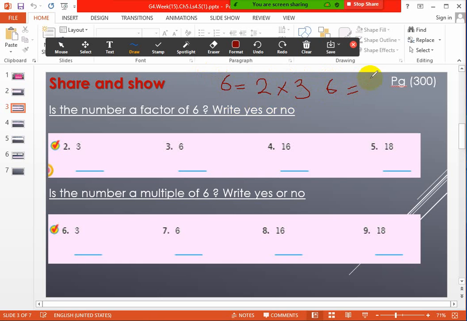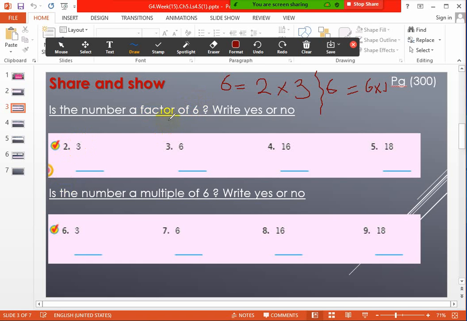6 multiply 1. When we talk about the factors, I told you any number has at least two factors, the same number and 1. So those are the factors for 6. It's easy for me to know because 6 is a small number. Now let's see the first number, 3. Is it a factor for 6? Yes or no?